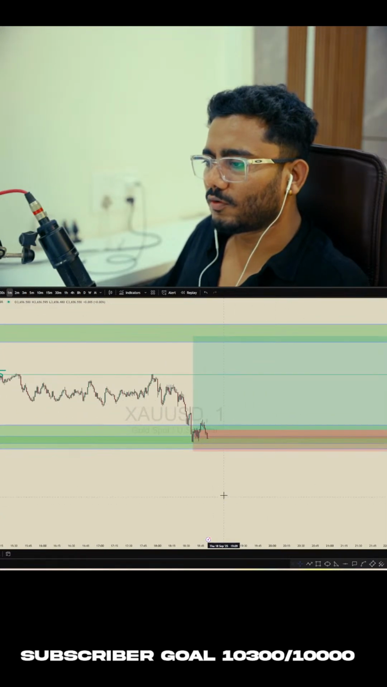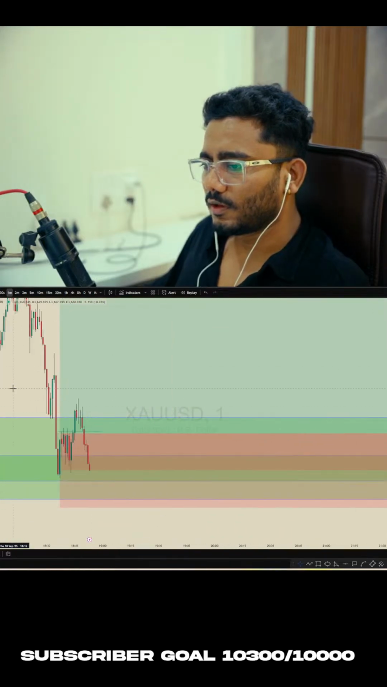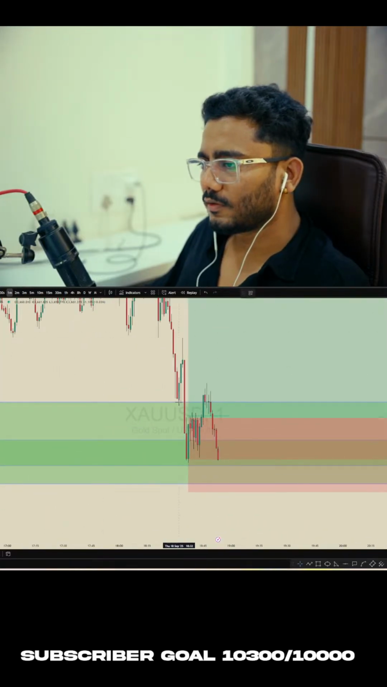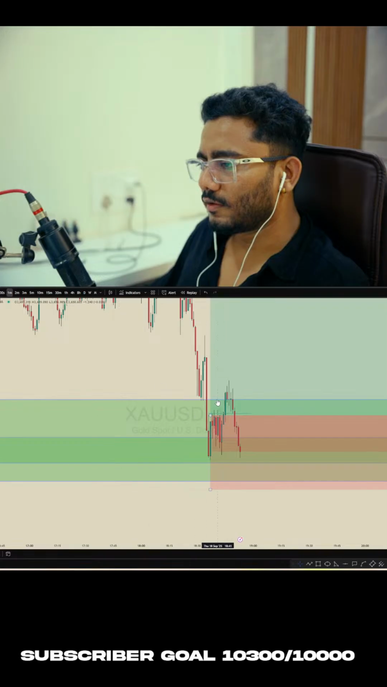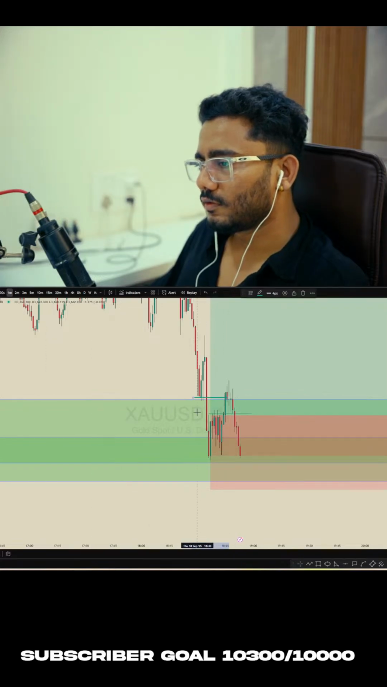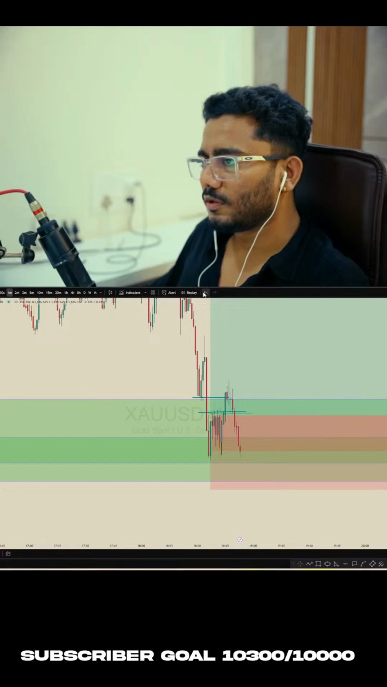I think gold is going to hit my stop loss. I think it's mitigated this area, this imbalance, and it should continue. Let's see.